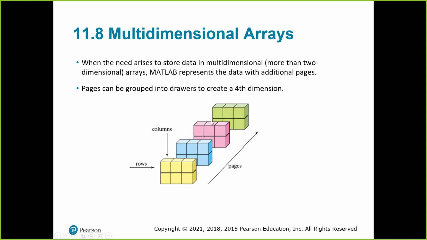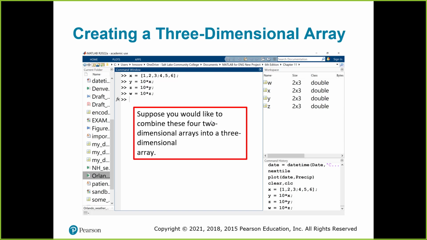In fact, we're trying to bypass pages, going strictly to tables and chairs and place settings. Okay, so to create a three-dimensional array, suppose you want to combine all four of these variables into a 2 by 3 by 4 variable. So you'd have 2 rows, 3 columns, and 4 pages.